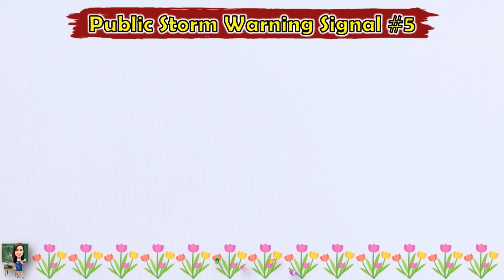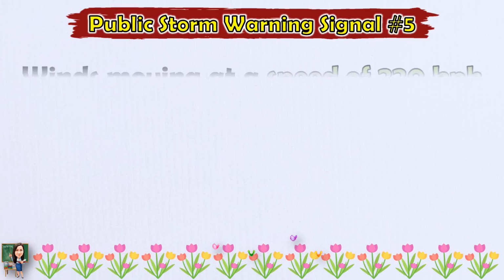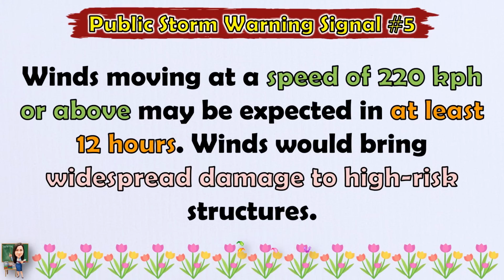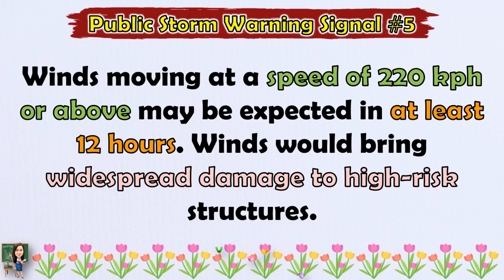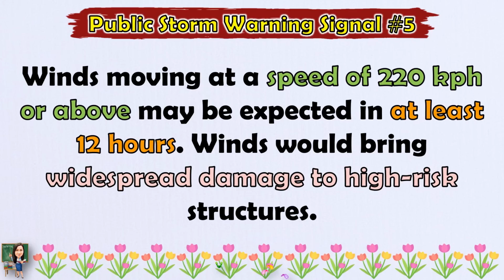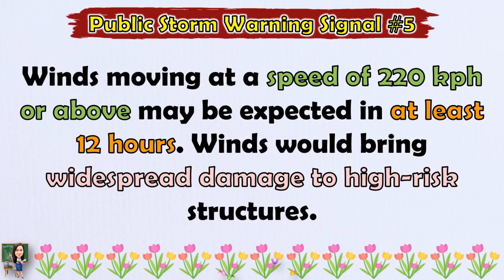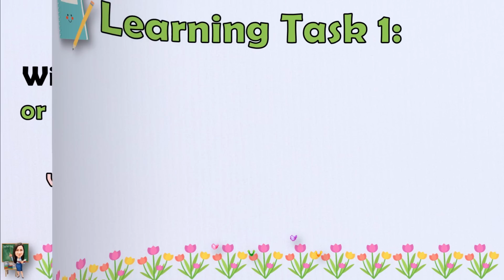And Public Storm Warning Signal number 5. Winds moving at a speed of 220 km per hour or above may be expected in at least 12 hours. Winds would bring widespread damage to high-risk structures. And now, let us proceed to the following activities.